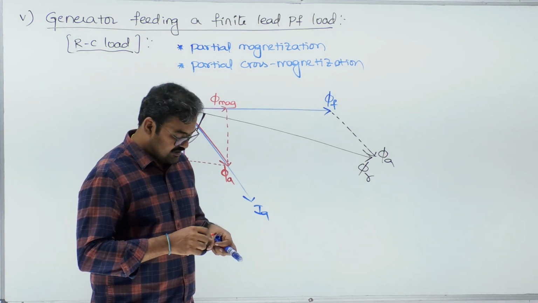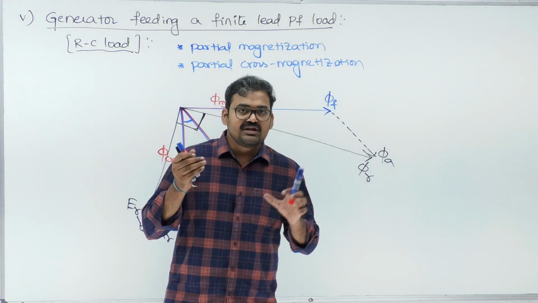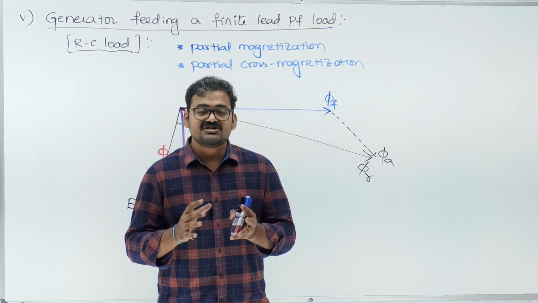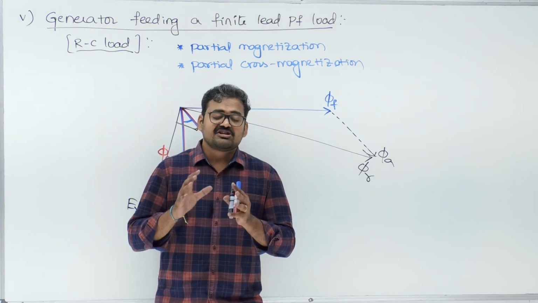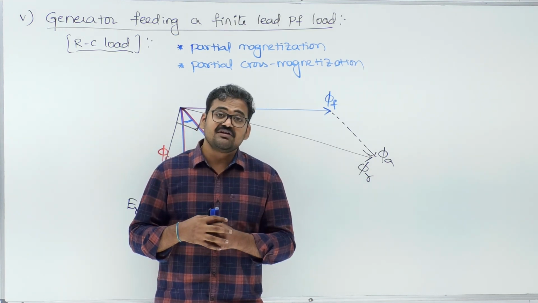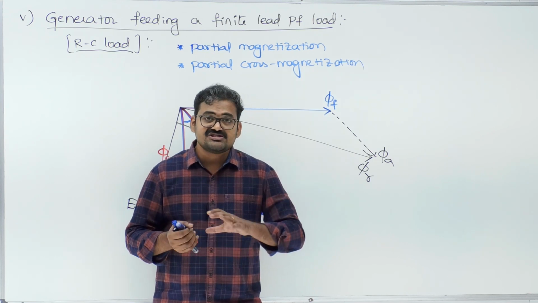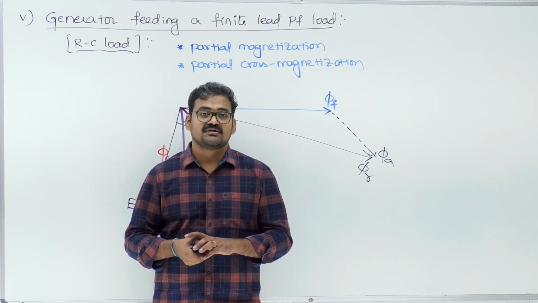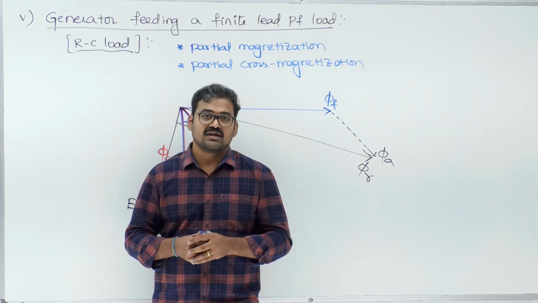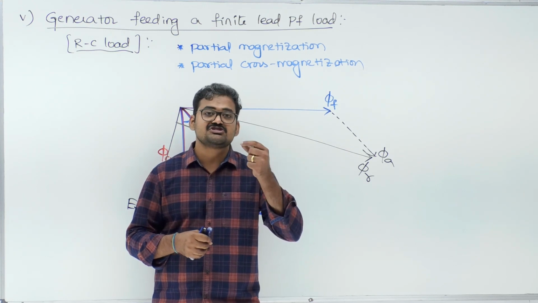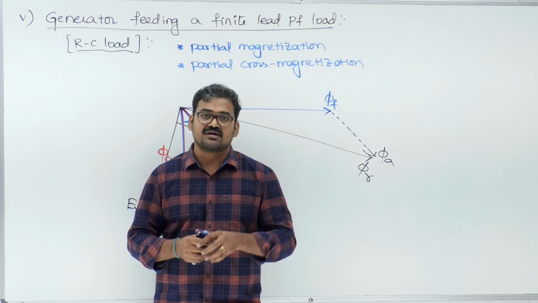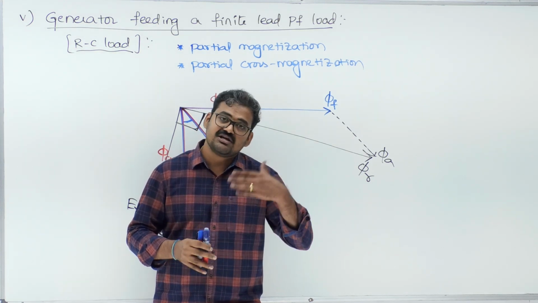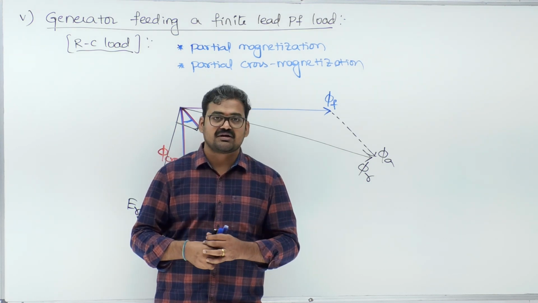What are the summary points? When load is a purely inductive load, ZPF lagging power factor, armature reaction is purely demagnetizing. When the load is purely capacitive, ZPF leading power factor, armature reaction is purely magnetizing. When the load is purely resistive, unity power factor, it is purely cross magnetizing. Finite lagging means partial demagnetization, partial cross magnetization. Finite leading power factor, armature reaction is partial magnetization and partial cross magnetization.